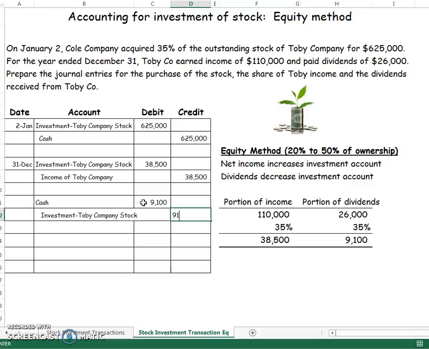And again, that's because they distributed some of their earnings, so we need to reduce our investment for those earnings that we received from them. So this is how you will account for the investment of stock using the equity method. And we use the equity method because we acquired between 20 and 50% of ownership.